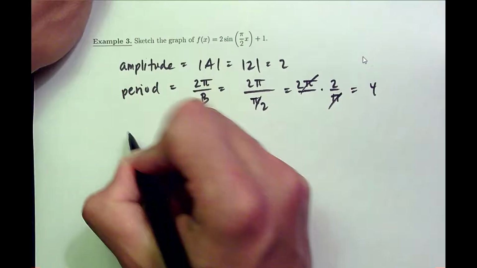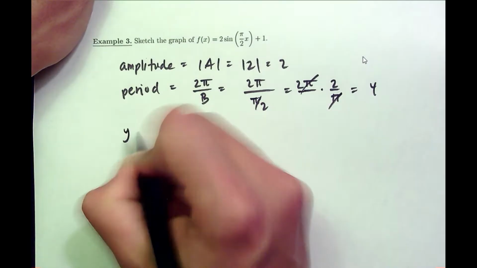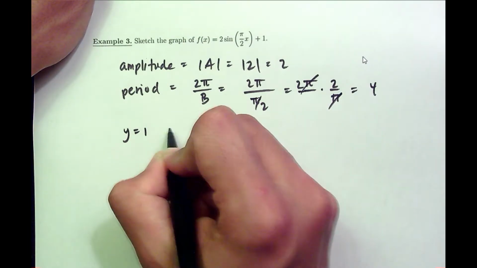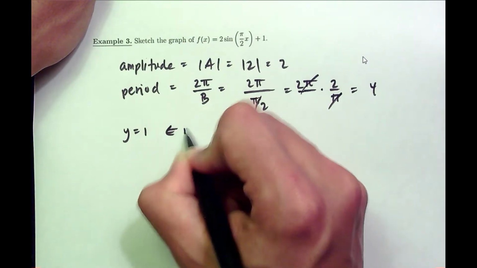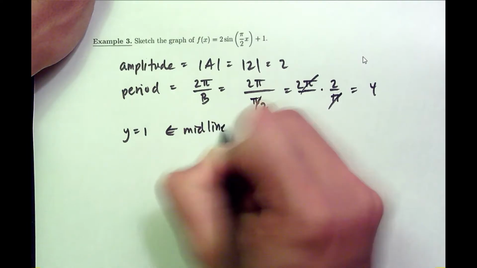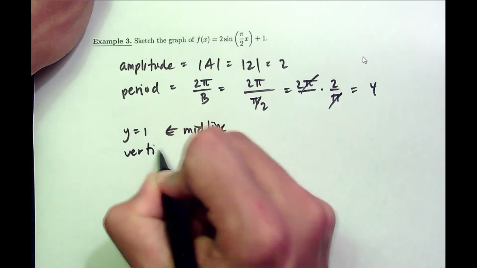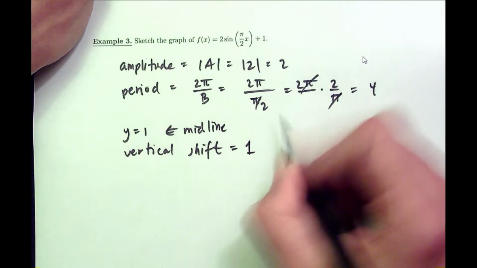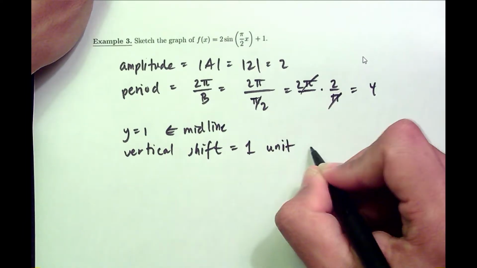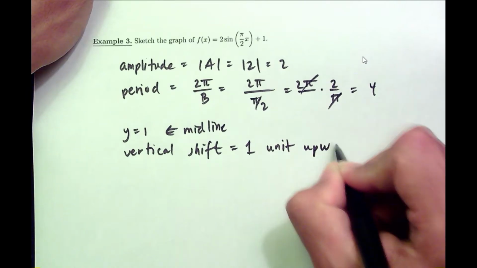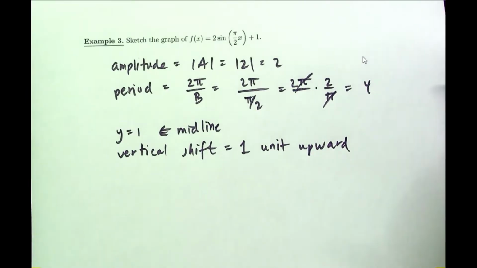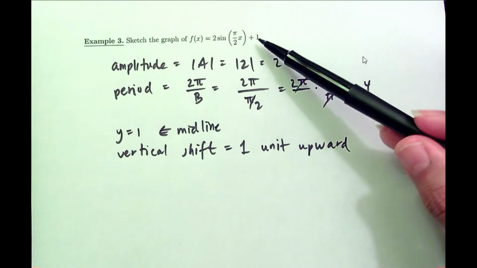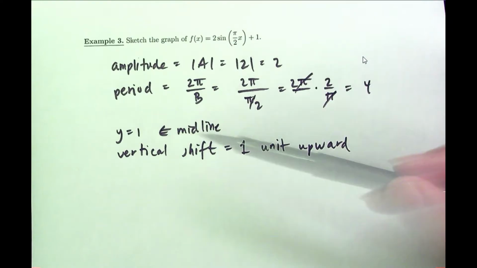Then we have the midline, y equals 1. That's the midline. Right, and the vertical shift is 1 unit up, 1 unit upward. So the basic graph is shifted 1 unit upward. Remember, I'm using the t for both of these things.